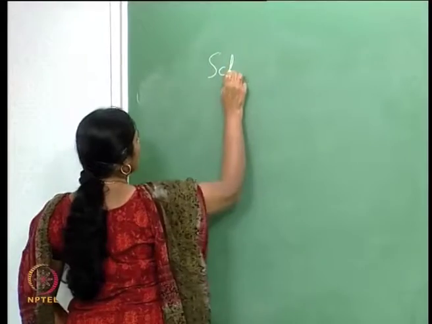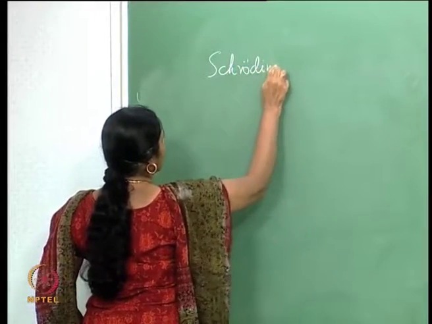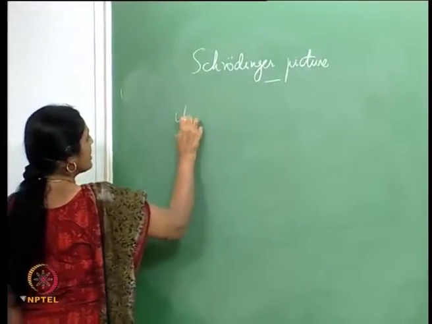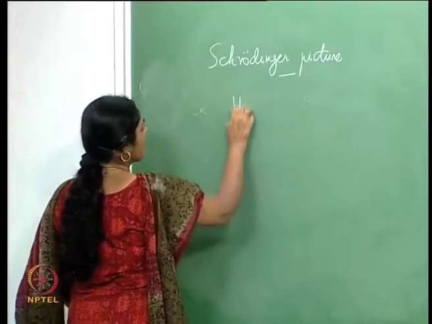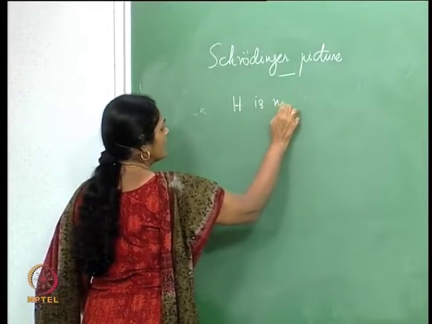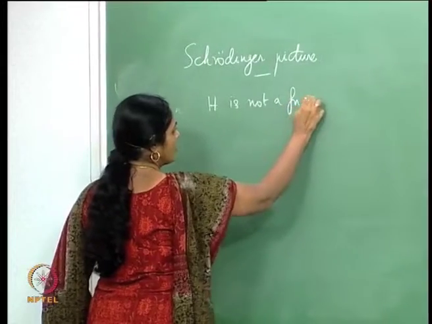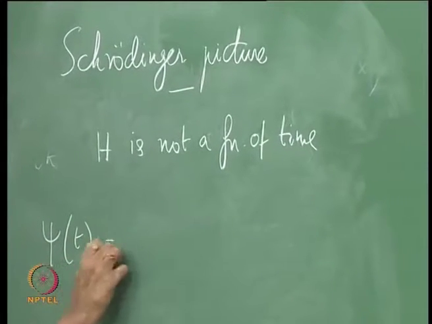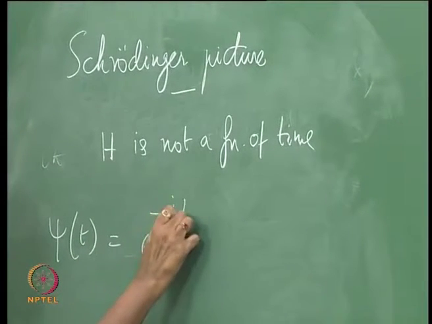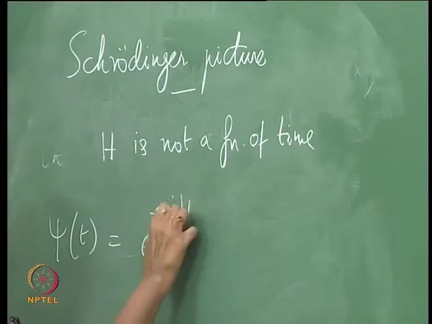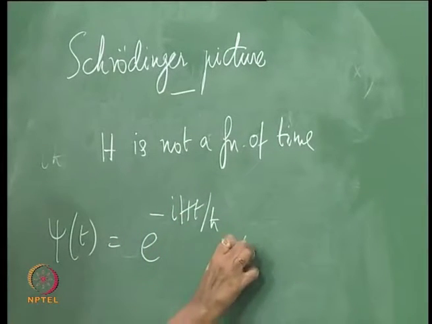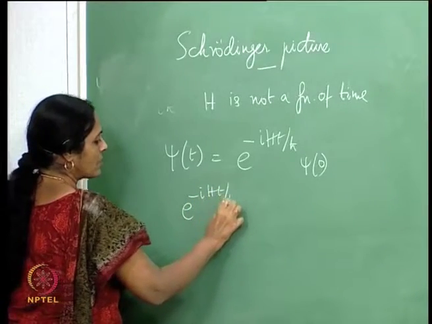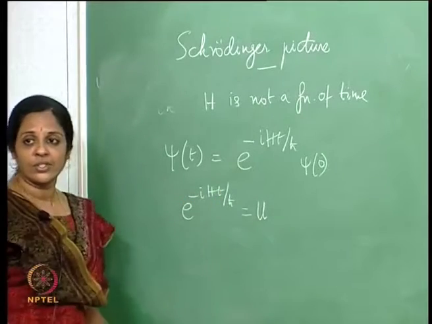So, as a prelude, I have already indicated to you what happens in the Schrodinger picture. There is the time dependent Schrodinger equation. Let me start by saying that H is not a function of time. The Hamiltonian is not a function of time. Then psi of t is e to the minus i H t by h cross psi of 0, and I call e to the minus i H t by h cross as U, since it is a unitary operator.